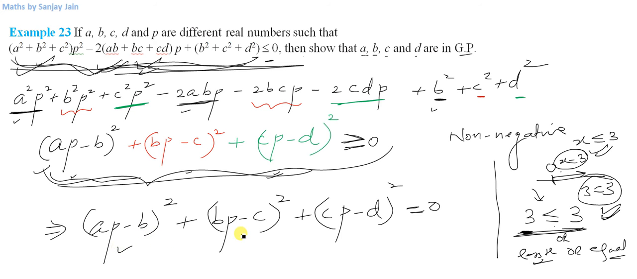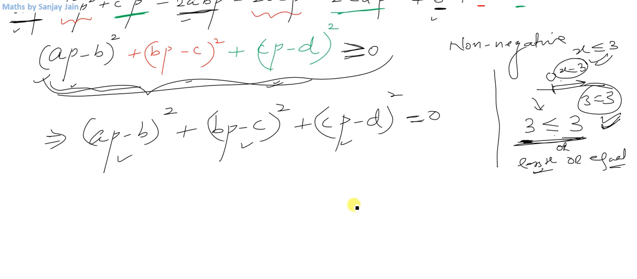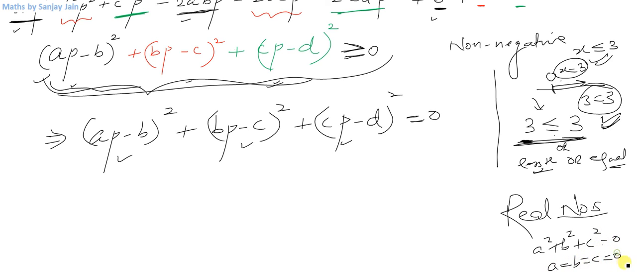And if the sum of squares of three different terms is equal to 0, then each of these individual terms has to be equal to 0. We are talking about real numbers here. In real numbers, if a squared plus b squared plus c squared is equal to 0, then a, b and c have to be 0 simultaneously. This is the only possible scenario, because the minimum value each can have is 0, so all of them should have the minimum value 0 for their sum to be 0. I hope you know this basic thing.